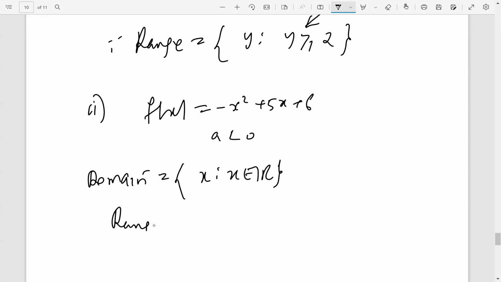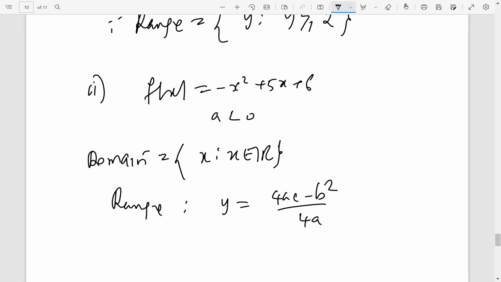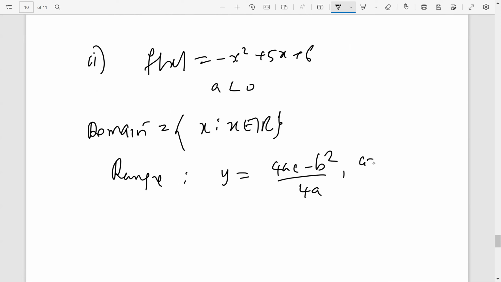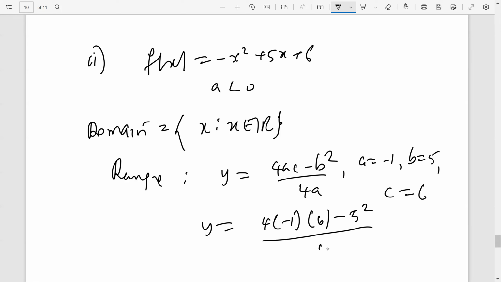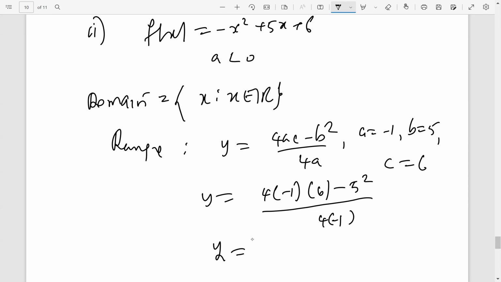So for range, first of all, we are going to find y equals 4ac minus b squared over 4a. We know that a is negative 1, b is 5, c is 6. So y will be 4 times negative 1 times 6 minus 5 squared, over 4 times negative 1. So the value of y will be negative 24 minus 25, negative 49, over negative 4. It is 49 over 4.